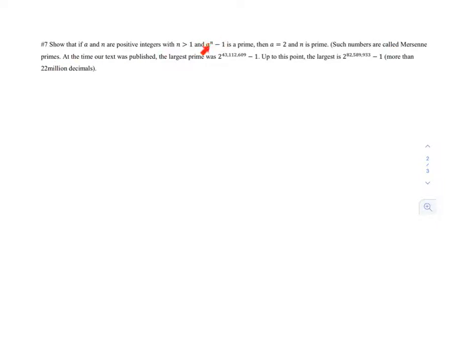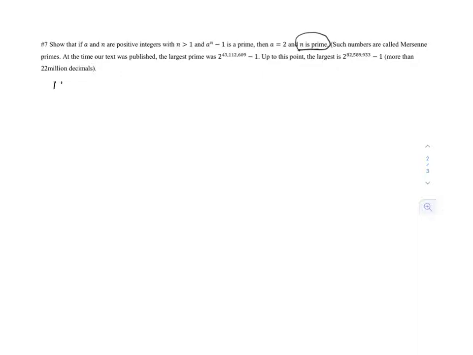That's why people try to look for primes in this format, like 2 to the prime minus 1. So whenever that's a prime, then a has to be 2 and n is prime. That's what we are trying to prove. To prove this, we're going to use proof by contradiction. Suppose n is not a prime. We assume that the conclusion is not true.